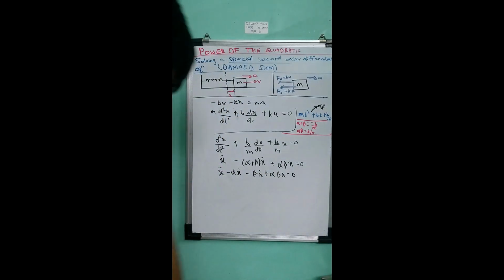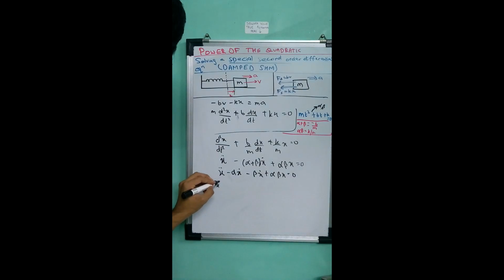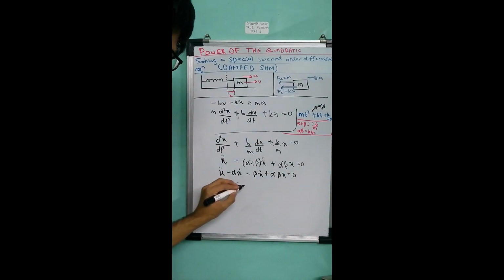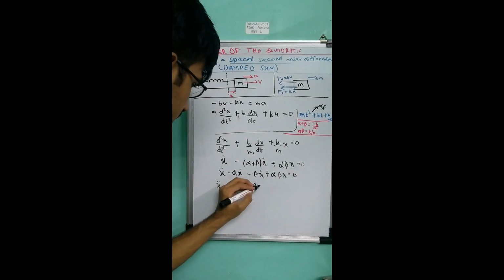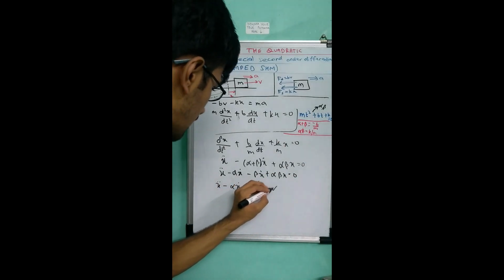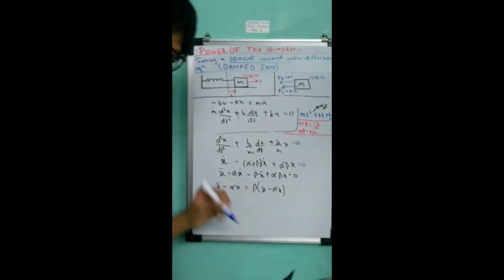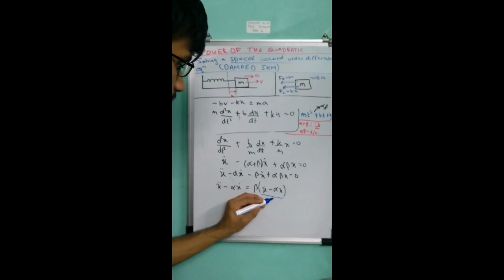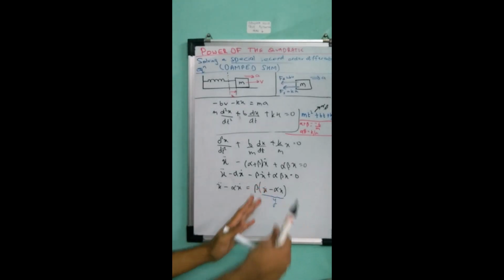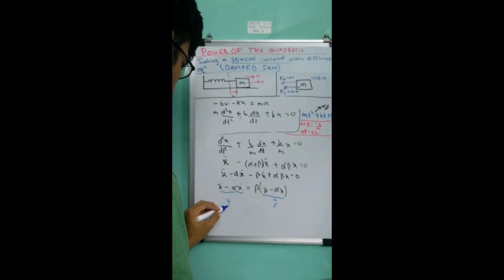So this becomes x double dot minus alpha x dot equals beta, I'm taking this to the other side, beta into x dot minus alpha x. Now if you notice carefully, this thing right here, let's call this y. If this is y, this will be y dot.